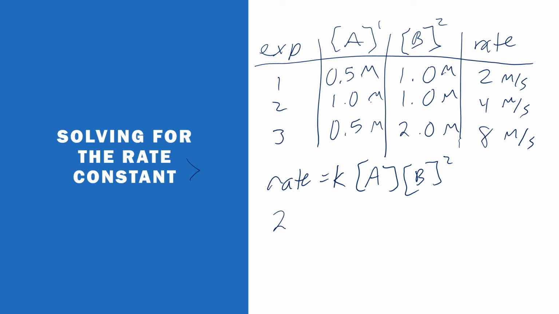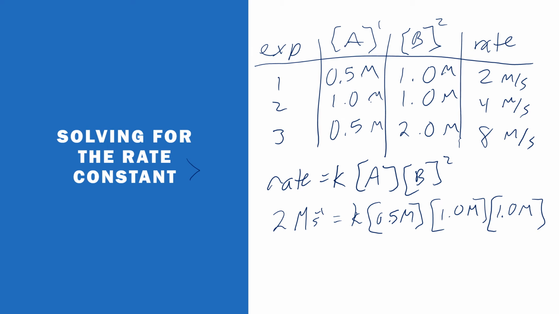So you plug in the rate, 2 molarity per second. Let me go ahead and write it in like that with exponents to make it a little easier for you guys to see. We don't know K, but we know A in that first experiment is 0.5 molar. And we know that B is 1.0 molar, and that's squared. Because it's squared, I'm going to just write it like this, again, just so you guys can see it better. All right. So can you see that there's 3 molarities here? 3 molarities. So when I'm going to divide to get K by itself, 0.5 times 1 times 1 is just 0.5. So 2 divided by 0.5 is 4.